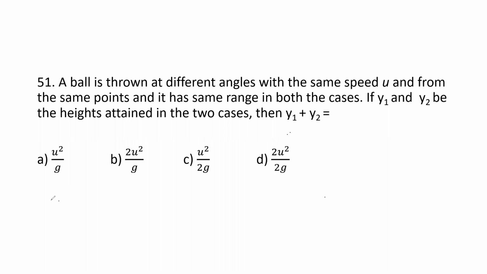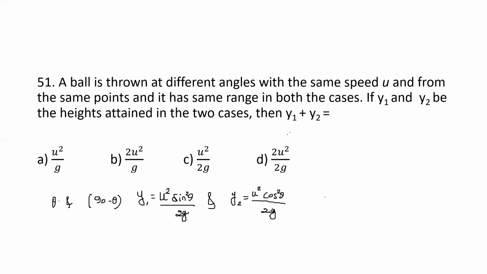Therefore, the same range can be obtained from the complementary angles. So what are the complementary angles? That is theta and 90 minus theta. Therefore we can write y1 is equal to u square sine square theta divided by 2g, and y2 is equal to u square cos square theta divided by 2g. Then, y1 plus y2 is equal to u square sine square theta by 2g plus u square cos square theta divided by 2g.